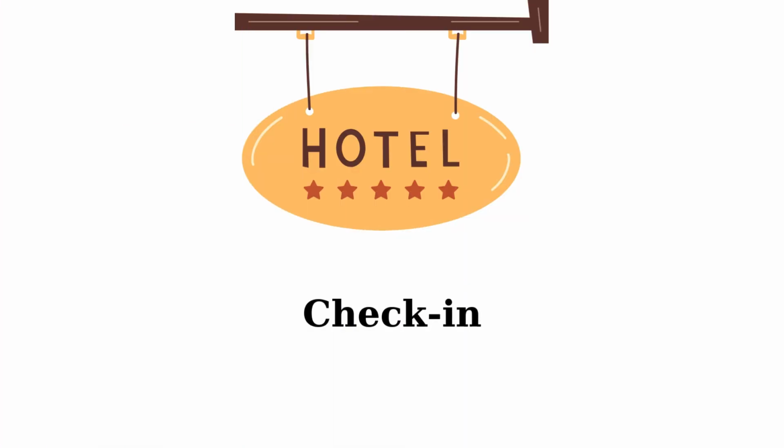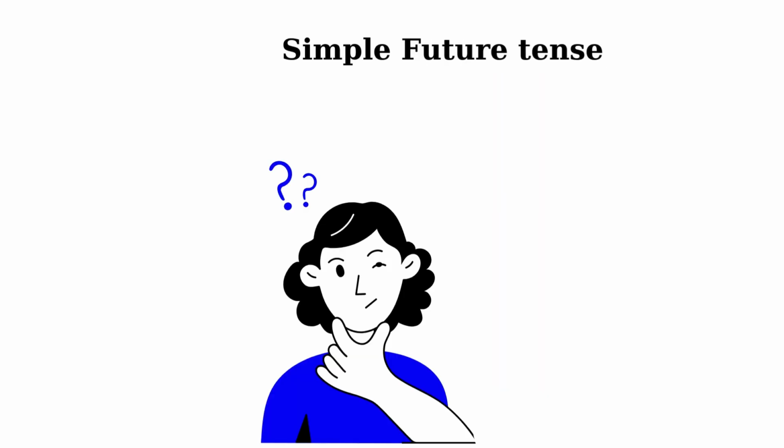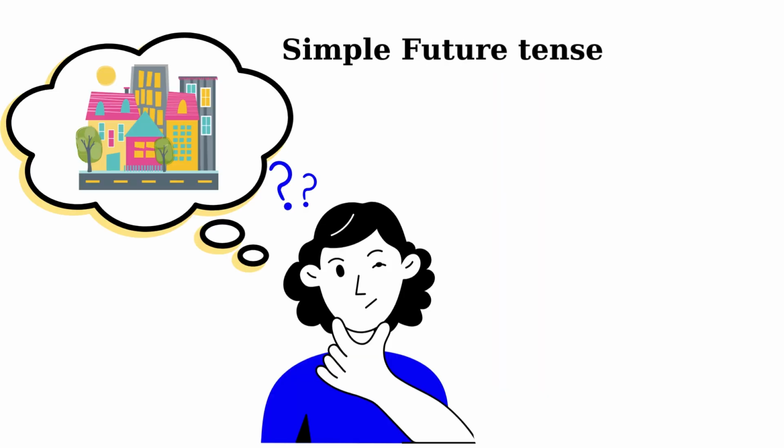In this episode, we're checking in at a hotel, learning to use there is, there are to describe hotel features, and the simple future to make on-the-spot decisions.